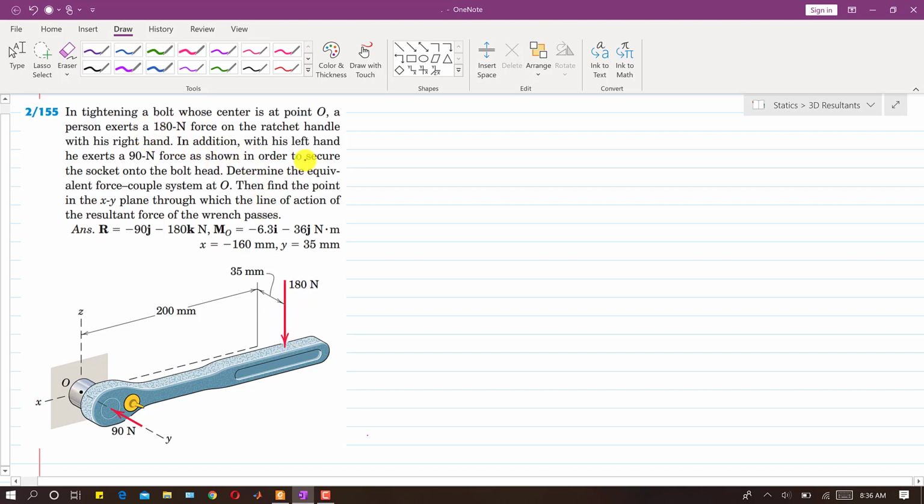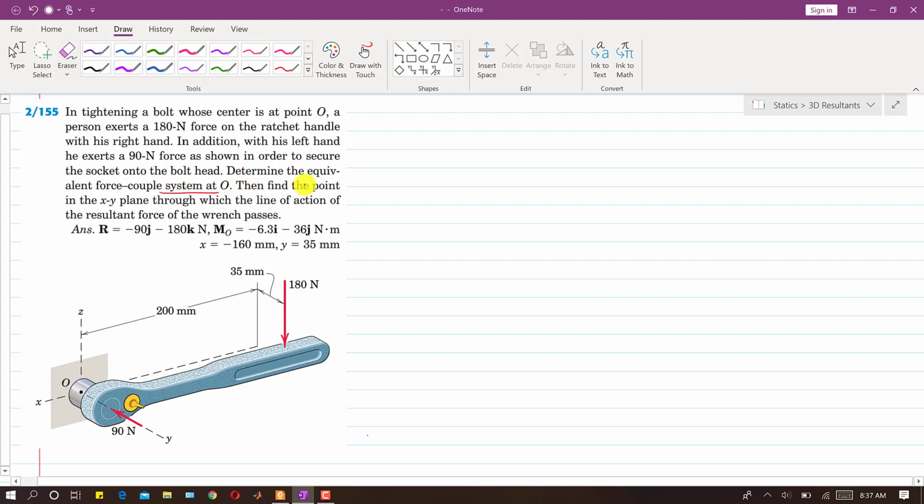In addition, with the left hand he exerts a 90 Newton force, as shown, in order to secure the socket into the board head, right? So this is that 90 Newton force in the negative y direction. It is said to determine the equivalent force couple system at O. So we are asked to replace these two forces by a force couple system at point O, right?